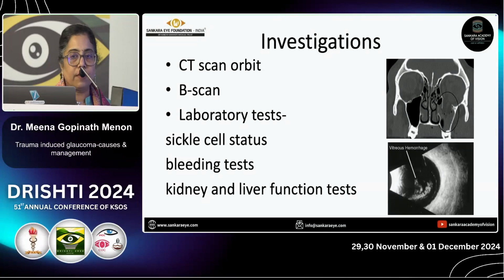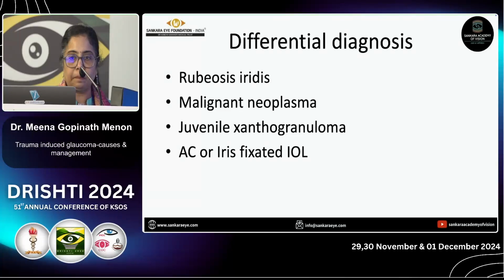Definitely ancillary investigations are mandatory, especially a B scan, some of the bleeding tests, and kidney and liver function tests, as we are going to give some drugs which can affect them. And if you suspect any kind of a penetrating object, a CT scan of the orbit has to be done. Always think of some differential diagnosis, whether the patient had pre-existing rubeosis or any kind of malignant neoplasm or juvenile xanthogranuloma, because we have seen these conditions, even a trivial trauma can result in hyphema.